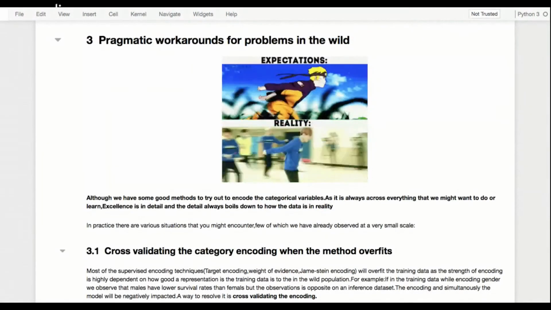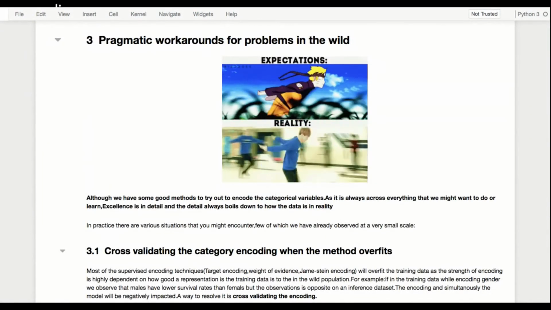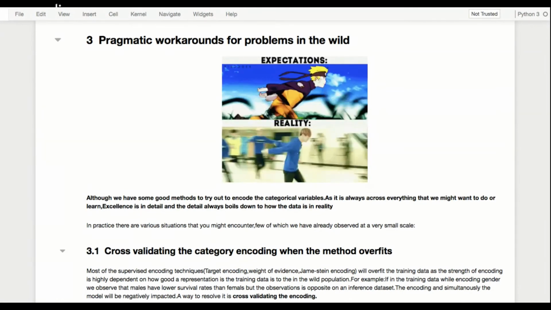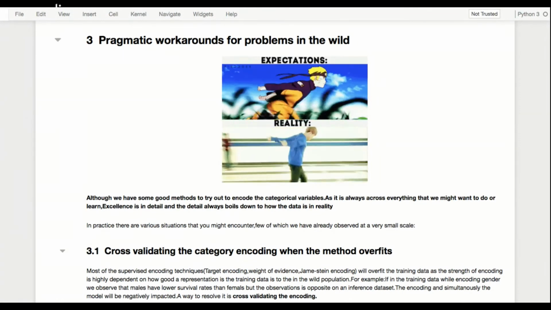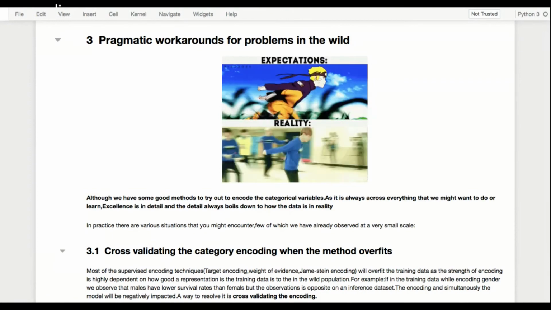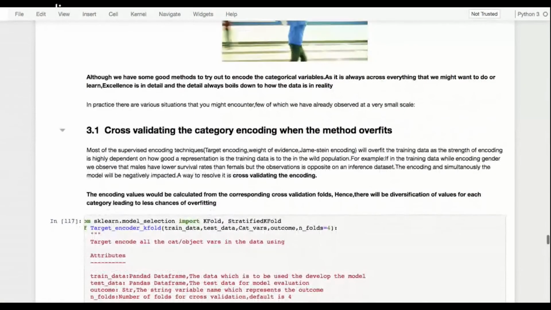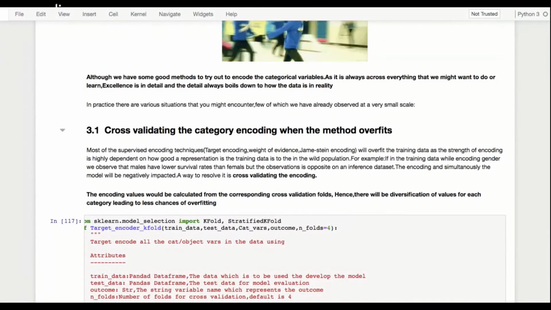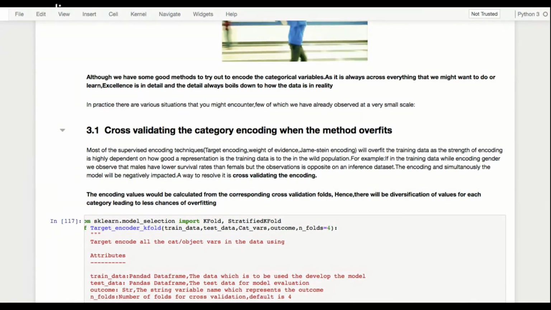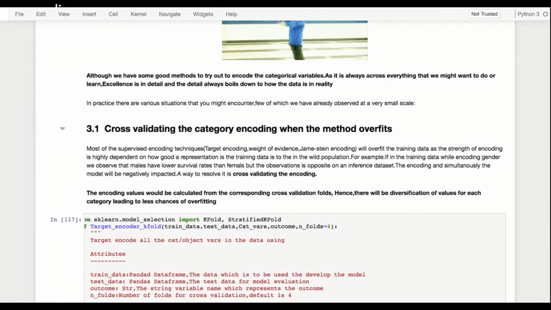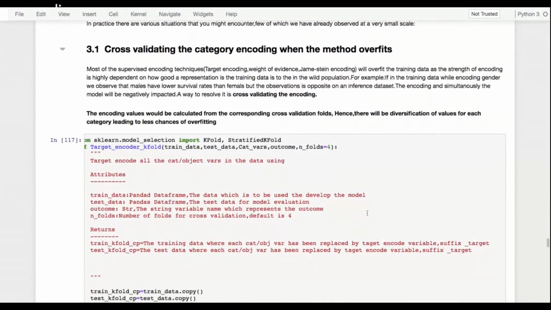Pragmatic workarounds for problems in the wild, right? Okay, we looked at almost 10 or 11 techniques, but I would like to bring some more notes that I have observed when developing models in practice. Cross-validation is heavily used during model development, right? We talk about cross-validation during model development, but not much discussion happens around it when you're encoding your categories or your data. But in practice, cross-validation is also really useful when you're doing category encoding.